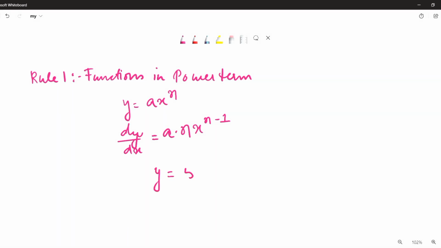Let's take an example. y equals 5x to the power 6. So dy by dx equals 5 is constant, so 5 into n, that is 6, x to the power n minus 1, that is 6 minus 1. So our answer will be 30x to the power 5.